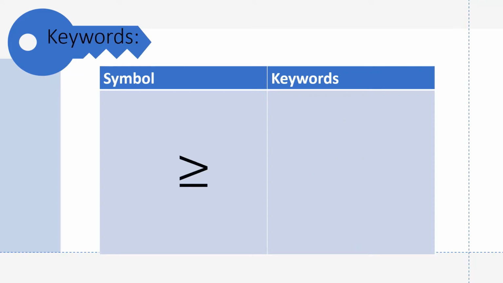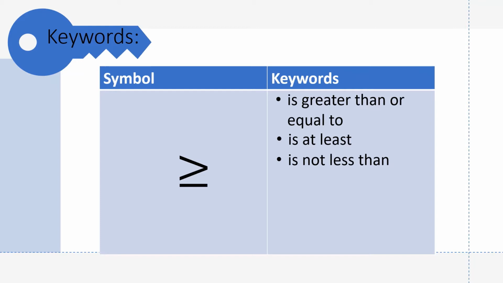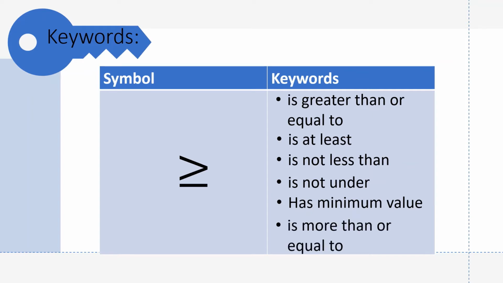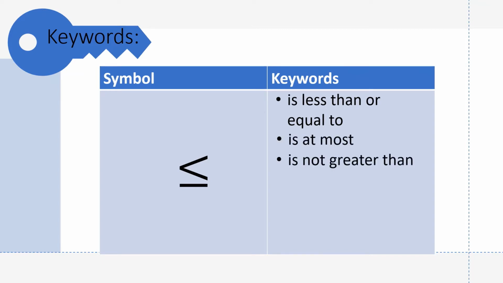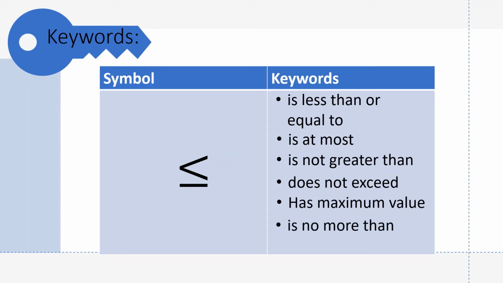And for the greater than or equal to symbol, we have is greater than or equal to, is at least, is not less than, is not under, has a minimum value, is more than or equal to. And for the less than or equal to symbol, is less than or equal to, is at most, is not greater than, does not exceed, has a maximum value, and is no more than.